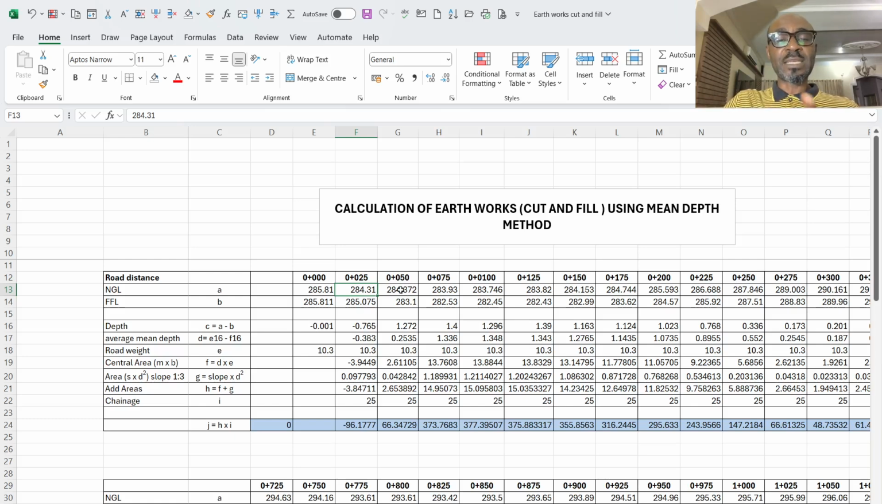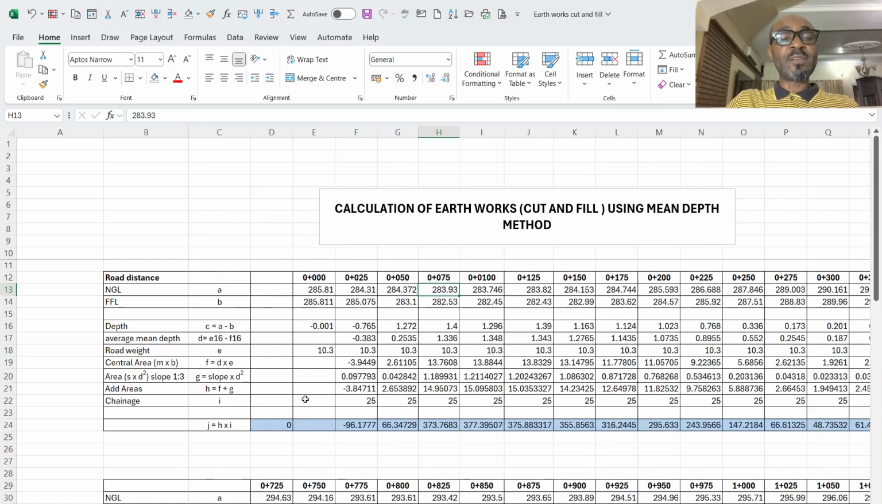So also at 50, I have 285 natural ground level, while formation level is 283. So the difference between the natural ground level and formation level, this I needed to cut. I am cutting because the formation level is 282.53 while the natural ground level is 282 and 283. So you see that I am going to basically cut.